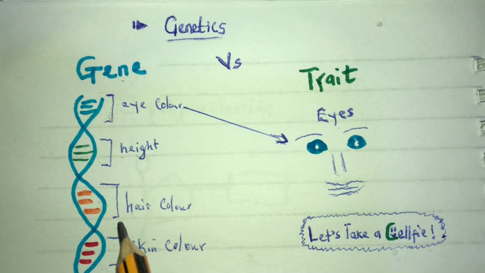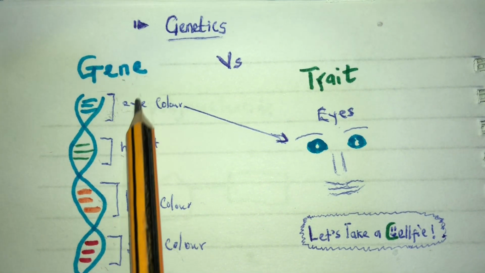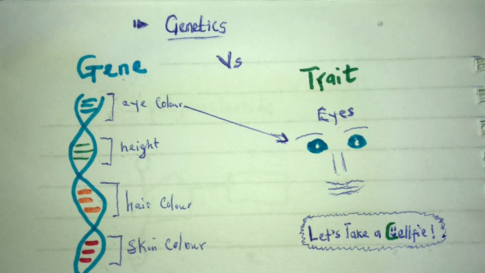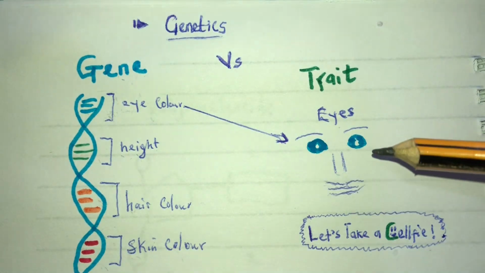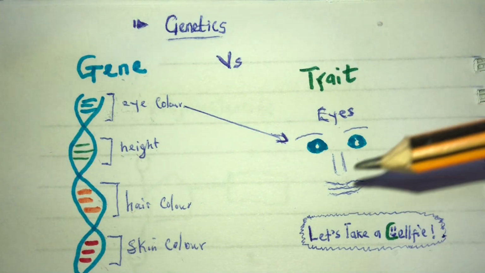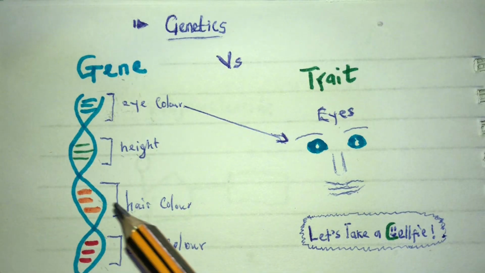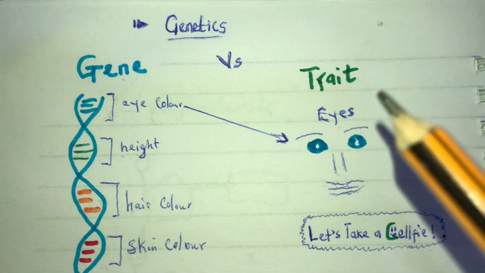So we see here height, hair color, skin color, ear lobe. All these are genes that code for these traits. The trait becomes the visible character that we can see. The genes cannot be seen, but the traits can be seen. The traits are more like the phenotype, the phenotypical expression, what we can see: the blue eye, the brown skin, the brown hair. These are traits. But these traits were encoded by specific genes.